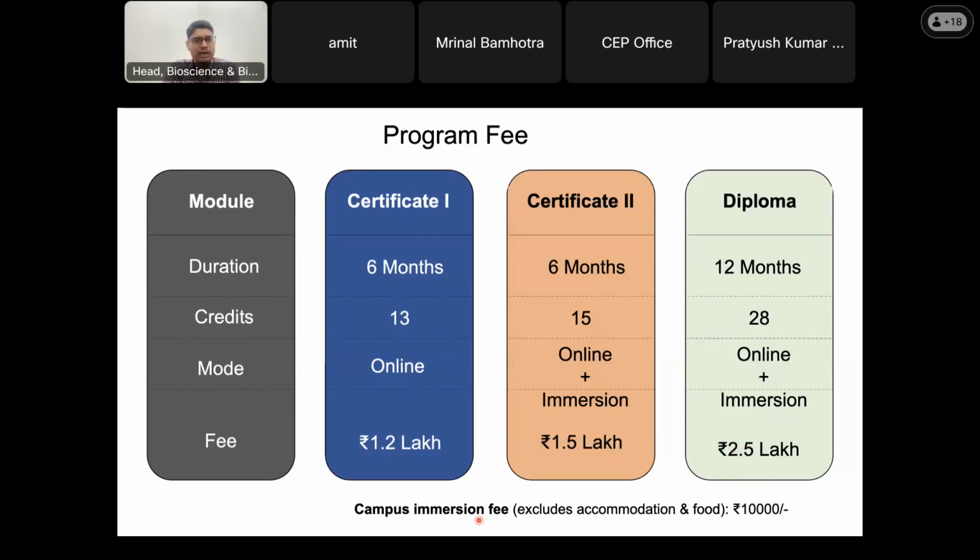And there will be a campus immersion fee of 10,000 rupees, which excludes accommodation and food. So that is just to describe the fee structure.